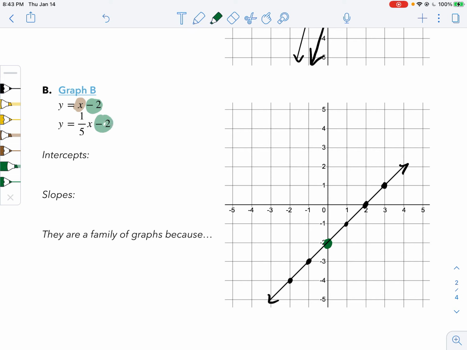Our other graph has -2 again, but this time our slope is 1/5. So we go up 1 over 5. That's our second graph, so connect these points. Excellent. Our intercepts this time are the same. They're at -2. Our slopes, however, are different. Our slopes were 1 and 1/5. So this is considered a family of graphs because they have the same y-intercept.